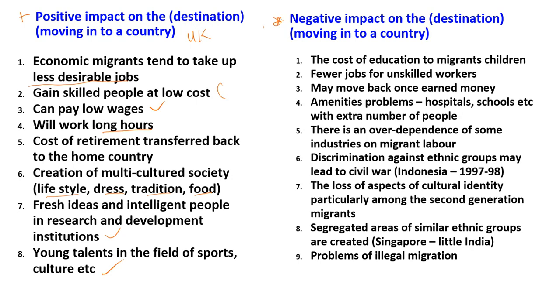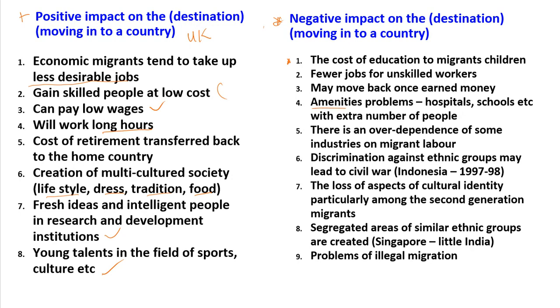So when you have a lot of migrants, it tends to affect the destination country when a lot of people are coming into the country. Some of that is, it will lead to the cost of education for migrant children. So they will tend to build more schools because the population will increase. There are fewer jobs for unskilled workers. You find that migrants may move back once they earn a lot of money. They tend to move back to their country, so that's a problem.